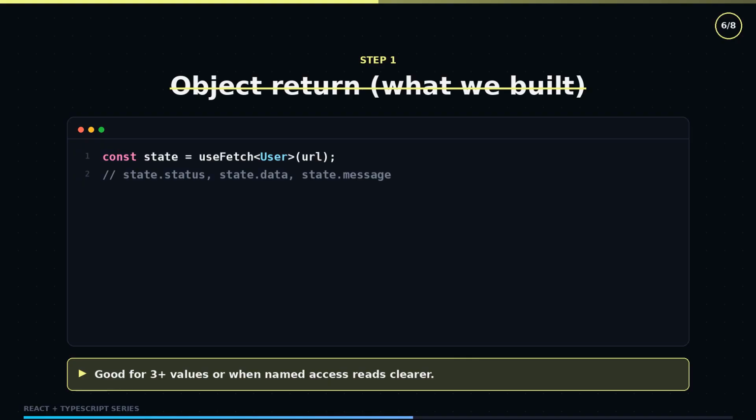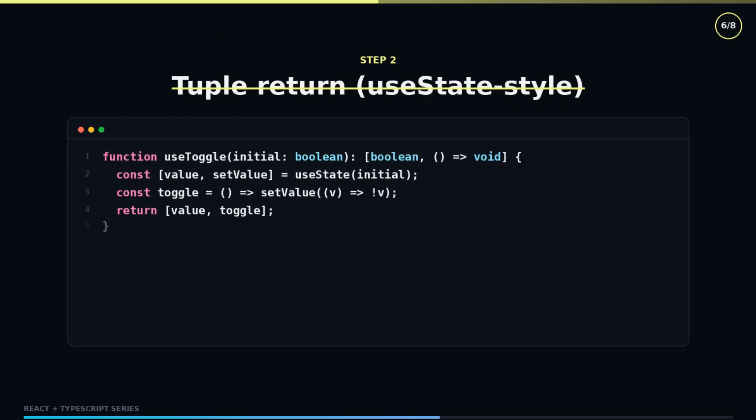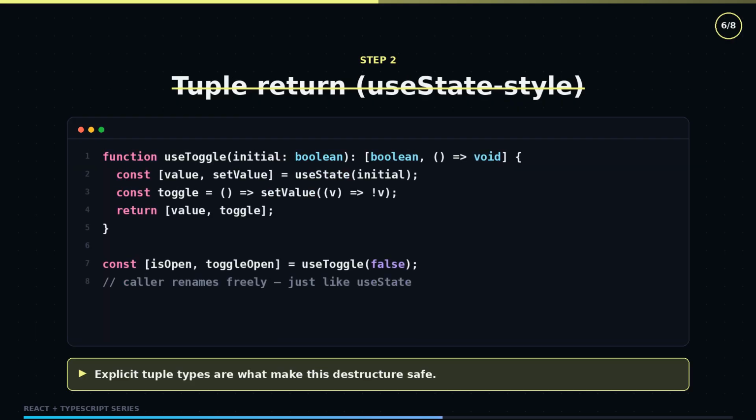4. Returning a tuple versus an object. Step 1. Object return, what we've built so far. const state = useFetch<User>(url), state.status, state.data, state.message. Step 2. Tuple return, useState style. function useToggle(initial: boolean), const [value, setValue] = useState(initial). const toggle = setValue to not value. Return [value, toggle]. const [isOpen, toggleOpen] = useToggle(false). Caller can rename freely, just like useState.